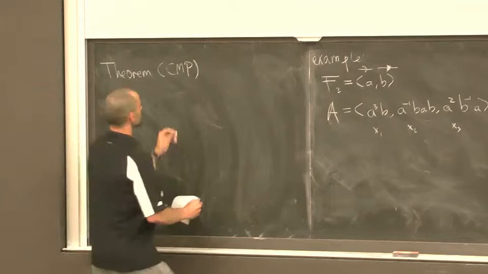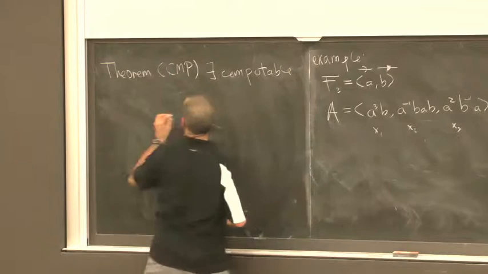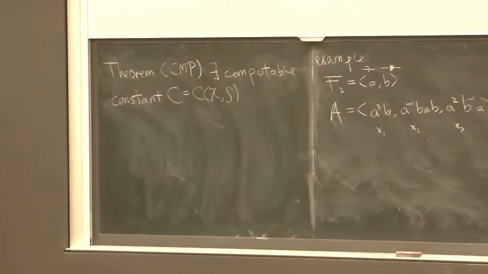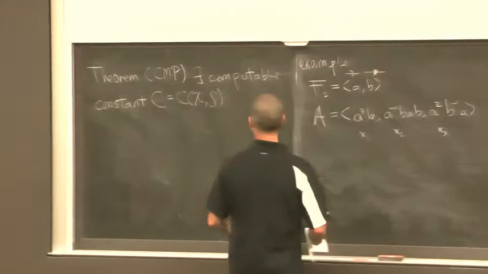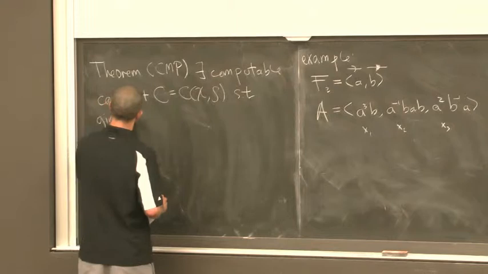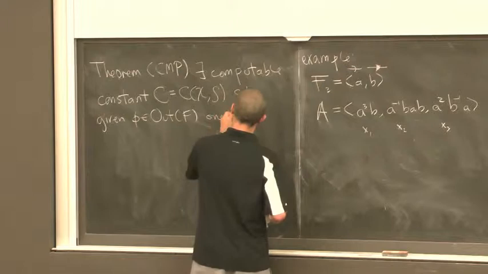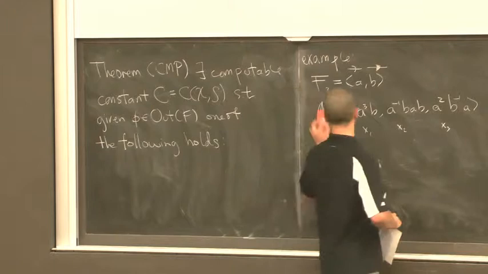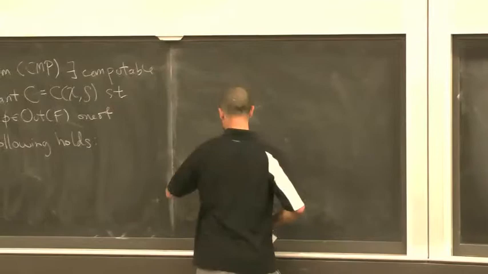So we prove that there exists a computable constant C, which depends on your basis x and your generating set s, such that given an outer automorphism, one of the following holds. So there's in fact three things here.